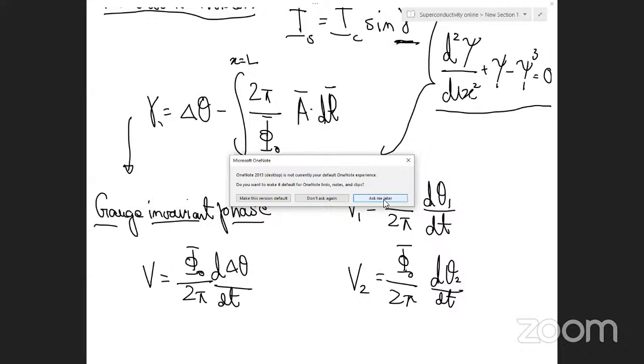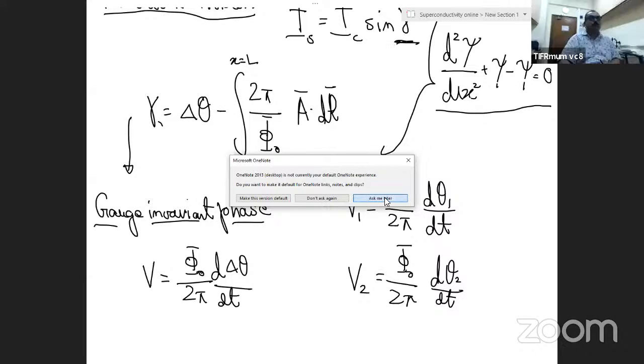All right. So today we'll play a little bit with the Ginzburg-Landau theory and try to see if we can calculate a couple of things about a superconductor.